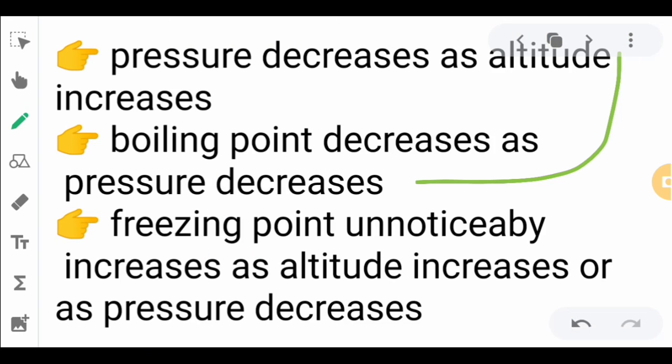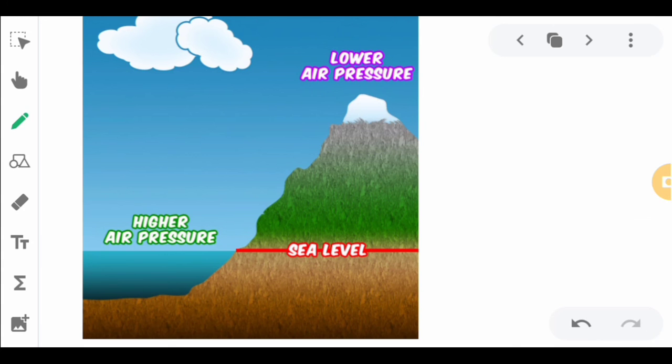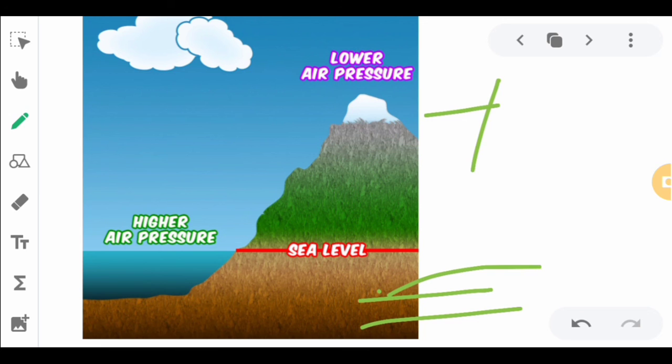And as for the freezing point, it noticeably increases as altitude increases or as the pressure decreases. You cannot notice it at all. There is a slight change, but the freezing point increases as you go higher in altitude or as the pressure decreases. So let us discuss more on the air pressure at sea level and above sea level. At sea level, you have a higher air pressure compared to above sea level. Let's say on a mountain, you have a lower air pressure.